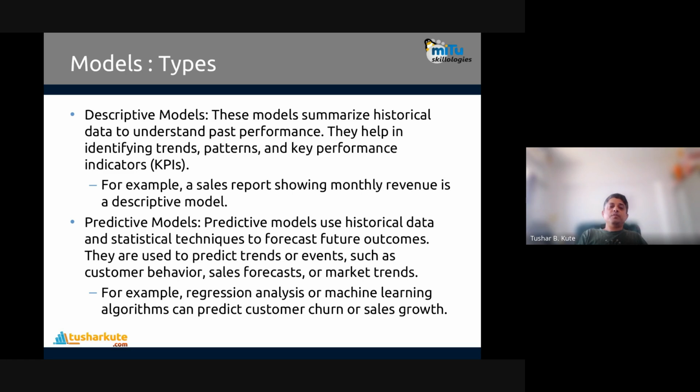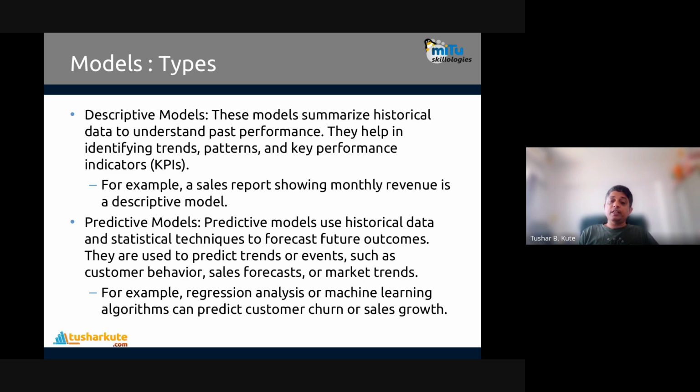Then predictive models. Predictive models use historical data and statistical techniques to forecast future outcomes. It's like this happened in the past, now what will happen in future? That can be found using predictive models.